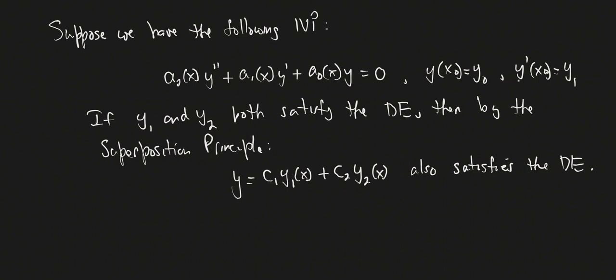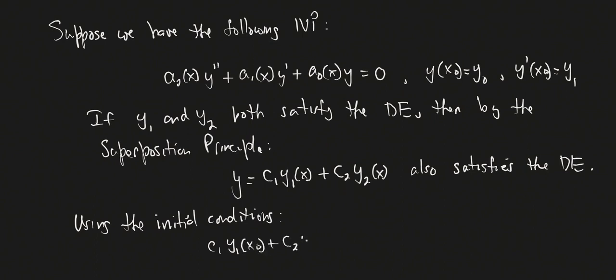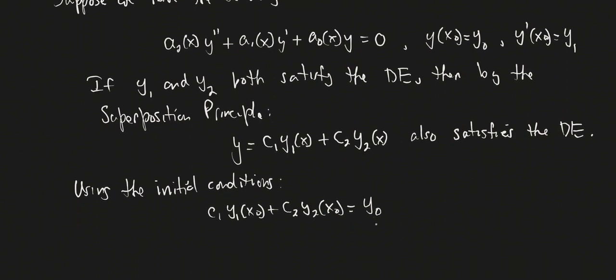Then let's think of how we would go about trying to figure out the particular solution, right? This is where we would use our initial conditions. So using the initial conditions, what do we have? So let me plug in the x value on this side first. So I would have c1 times y1 of x0 plus c2 times y2 of x0. That would be equal to y0. So we would have that, right?